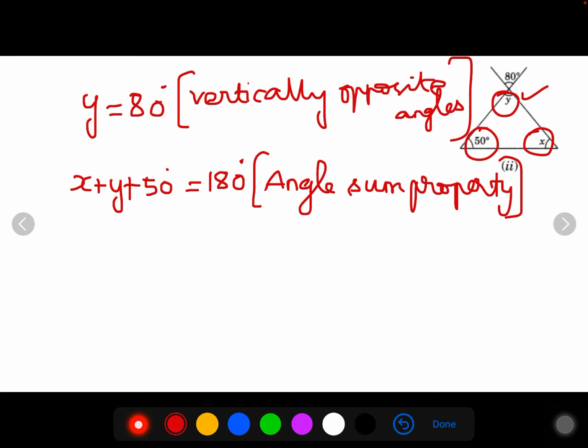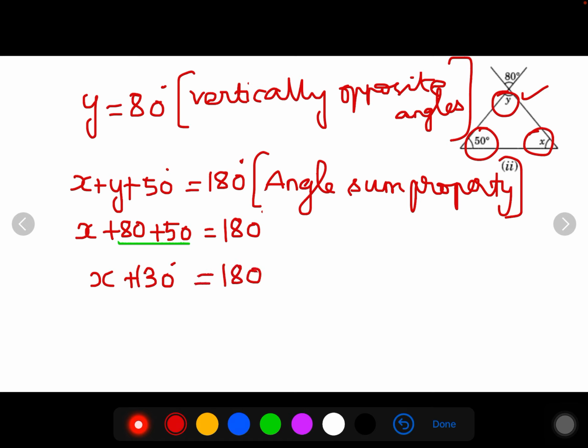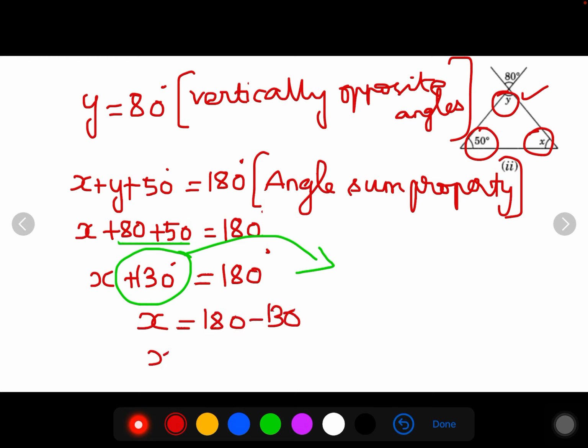So add all the angles. So just now we got angle y as 80 degree. So just substitute the value there. X plus 80 degree plus 50 degree is equal to 180. Add 50 and 80. So you'll get x plus 130 degree, which is equal to 180 degree. Okay, so now you'll bring this plus 130 to the other side to get the value for x. So 180 minus 130. So therefore your angle is 50 degrees.